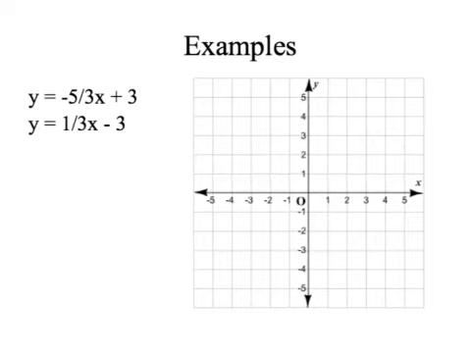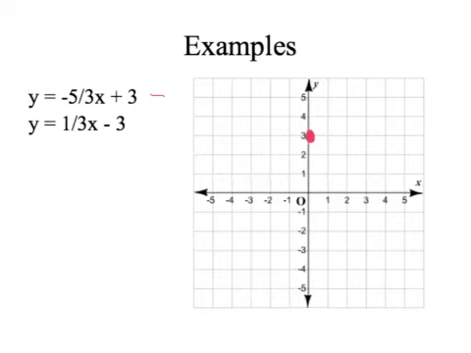So let's look at our first example here. I'm going to graph the first line in red. When you go to graph, the first thing you're going to look for is your y-intercept. So, y equals negative 5 over 3x plus 3. My y-intercept is positive 3. So that means I want to put a point on 3. And then my slope tells me that it's negative 5 over 3.